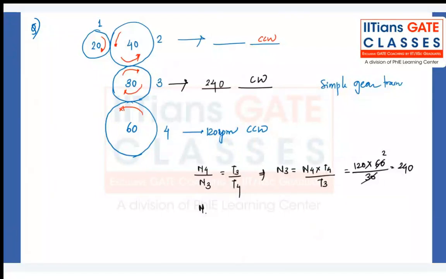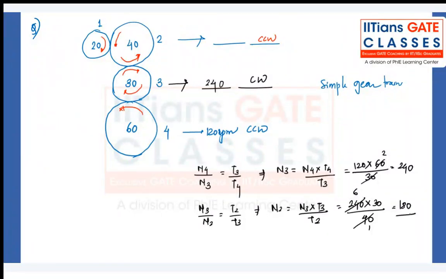Same way I can say that n3 by n2 has to be equal to t2 by t3. So n2 has to be written as n3 into t3 by t2. So n3 is 240, t3 is 30, t2 is 40. So 4 sixes are 24, and that is 180. So the correct answer is 180 rpm counterclockwise.